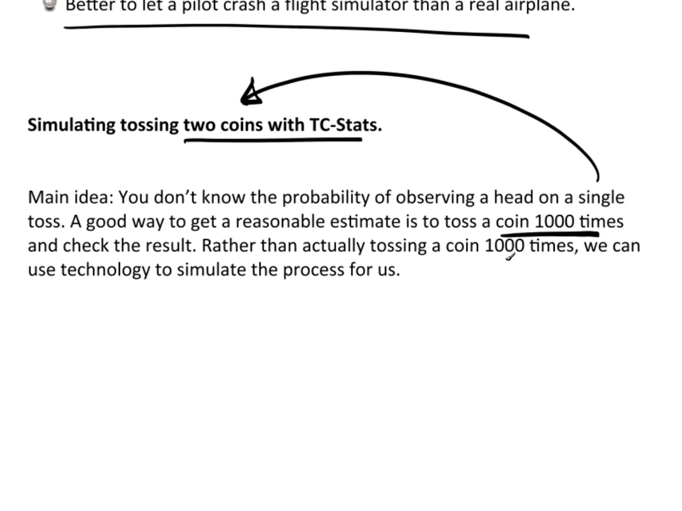Now remember, the idea here is that you don't know, so you're trying to run an experiment to figure this out. Now, if you were to actually toss a coin 1,000 times, well, you may as well bring your lunch. It's going to take you some time. Instead, we can use some technology to simulate the process, and that's exactly what I'm going to do here. I'm going to use TCstats to set up a simulation for us.